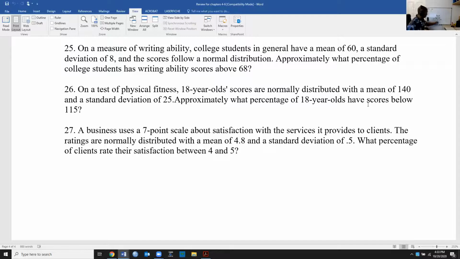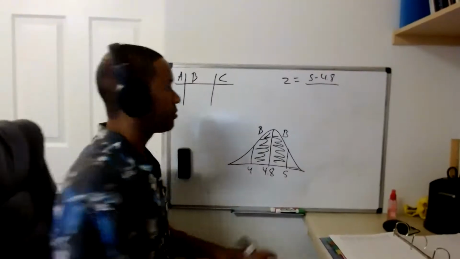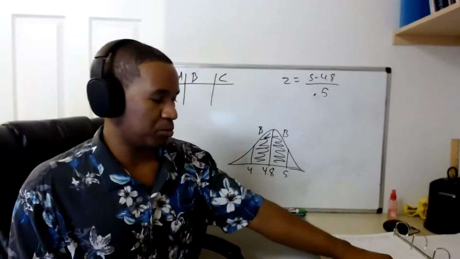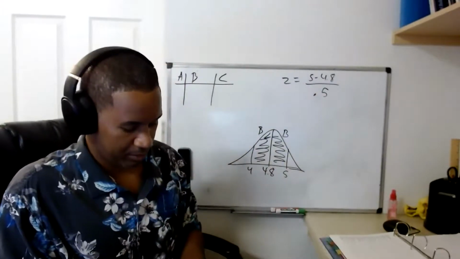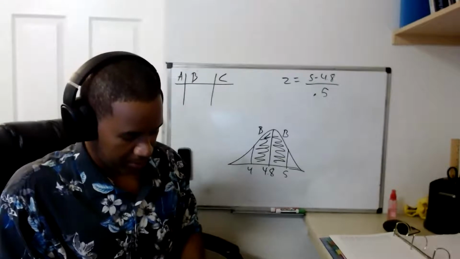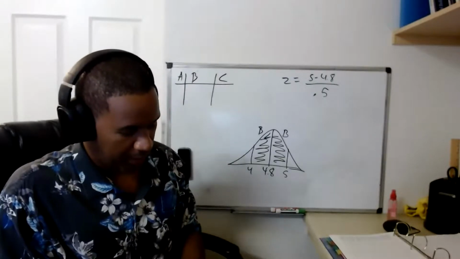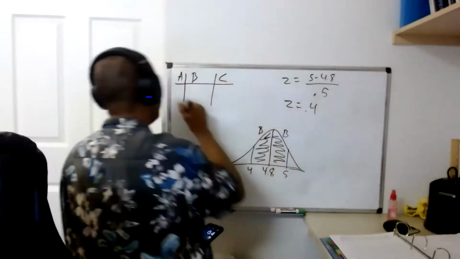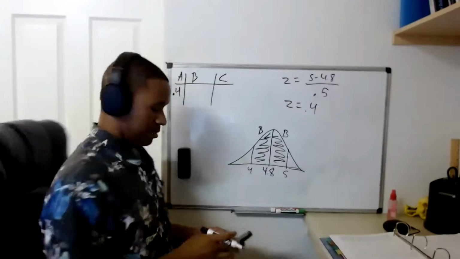So we know that a z-score, let's just say I do it for 5. Z is equal to 5, which is the raw score, minus the mean of 4.8, divided by the standard deviation, which we know is 0.5. So we do 5 minus 4.8, we're going to get 0.2. We're going to take 0.2, divide by 0.5, and we're going to get a z equal to 0.4. Everybody still with me?